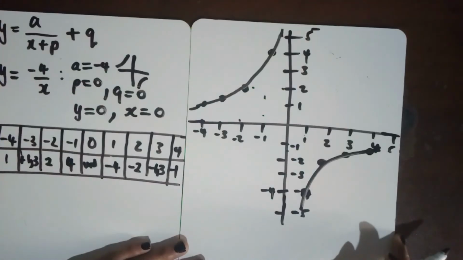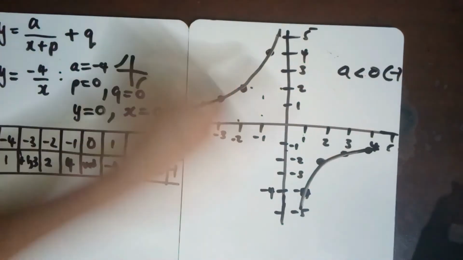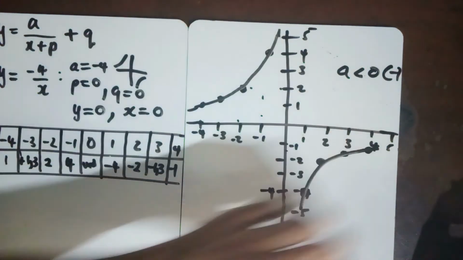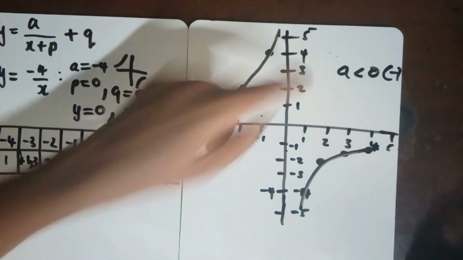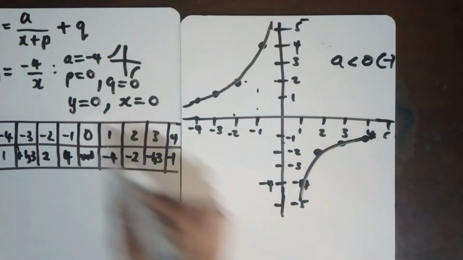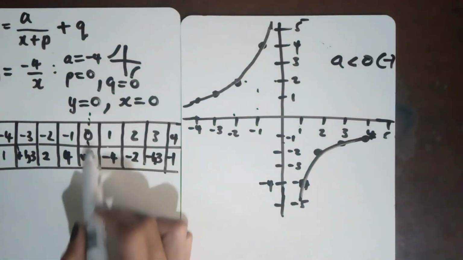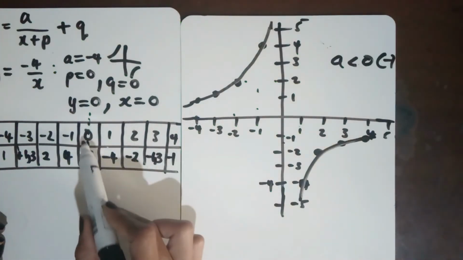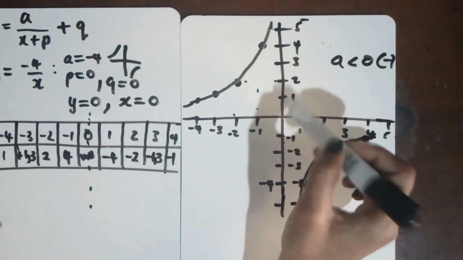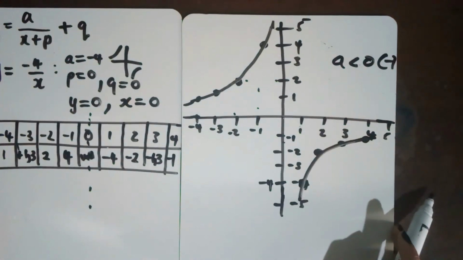So remember, we did say that when a is less than 0, so that means a is negative, your hyperbolic function is going to be in the second quadrant as well as the fourth. But the last one we did, when a was positive, it was in the first and the third. So that is something that you have to be able to remember. So here you see, this is where your graph is undefined, right? So when x is 0, there's nothing. We don't have a y value. It's undefined. And then you have this segment and this segment, and that forms your graph, right?